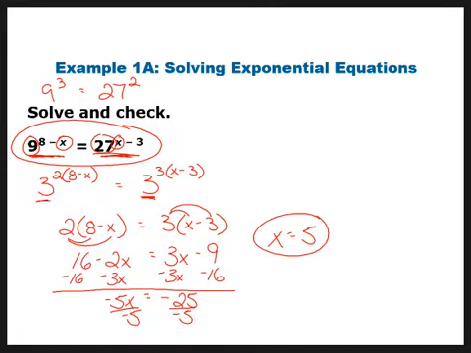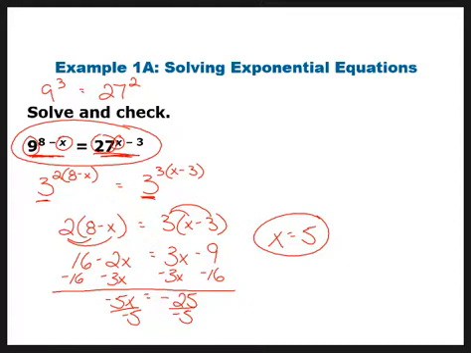Now you probably need a calculator to try to solve those, or to make sure that they're the same. But if you take 9 and raise it to the third, you get 729. If you take 27 and raise it to the second, you get 729. Alright, so that just goes to show that x equals 5 is the correct answer to this.